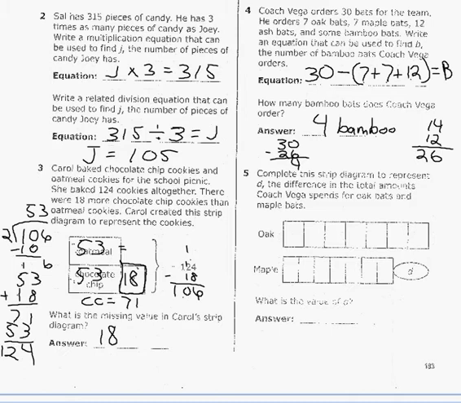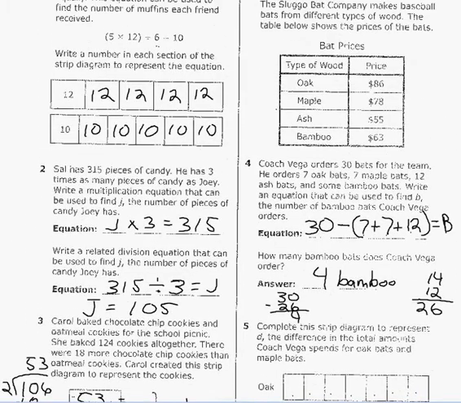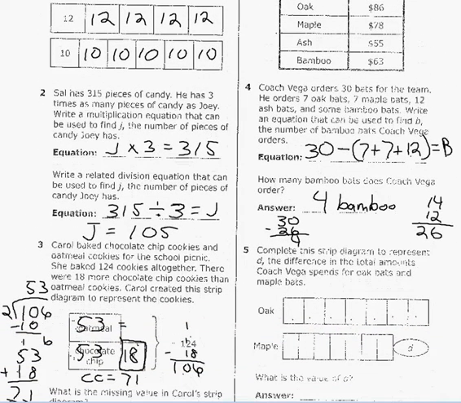Okay, question number 5. Complete the strip diagram to represent D, the difference in the total amount Coach Vega spent for oak bats and maple bats. So, looks like he ordered the same amount of both. He ordered 7 of both. That's 1, 2, 3, 4, 5, 6, 7. So the oak bats were a little bit more expensive. I'll scroll up here and see. The oak bats were $76, or $86, I'm sorry. $86.